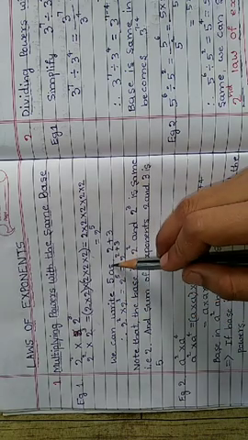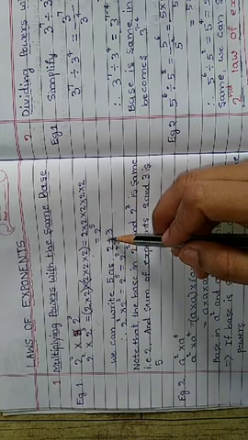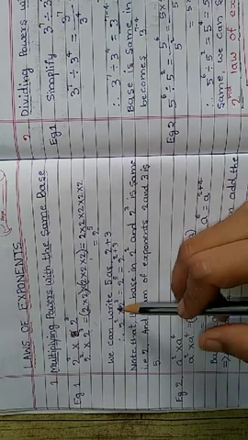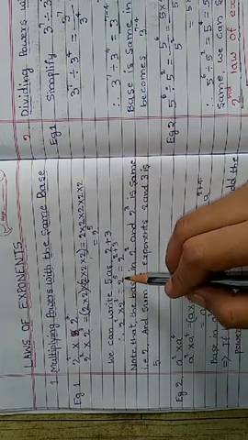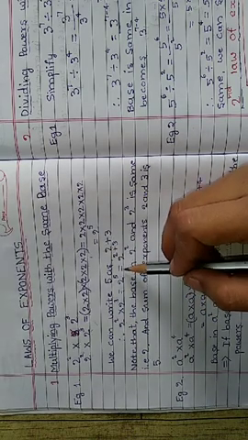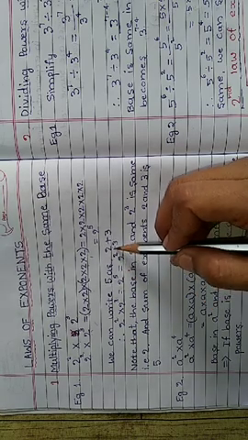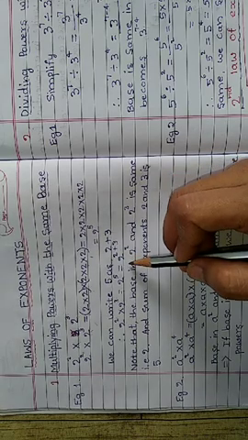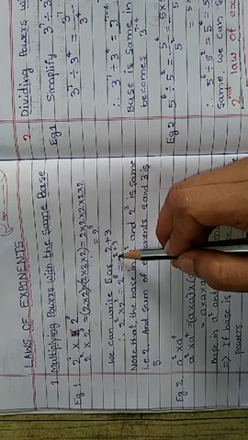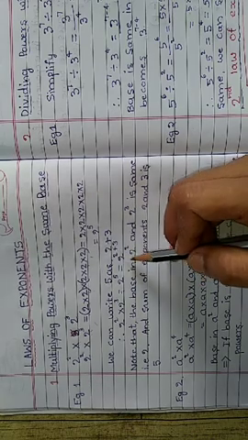We can write 5 as 2 plus 3. Yes or no? Do you agree with this? Yes. Therefore, 2 square into 2 cube is equal to 2 raised to the power of 5. This step we can write as 2 raised to the power of 2 plus 3. What we have done, have you understood? 2 raised to the power of 5 is equal to 2 raised to the power of 5, and I have written the exponent as 2 plus 3.